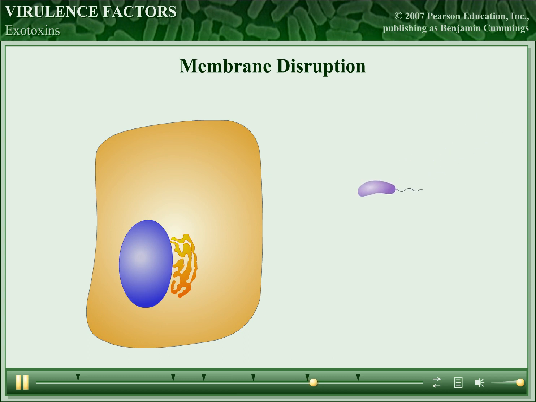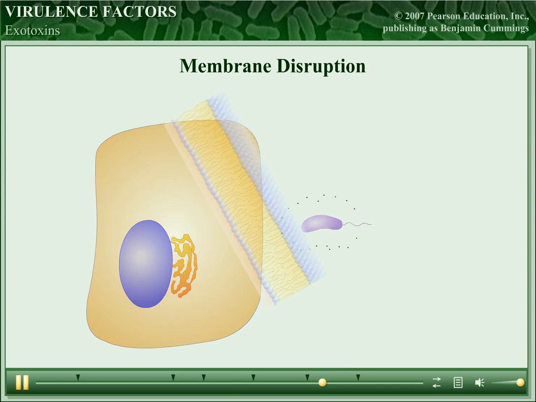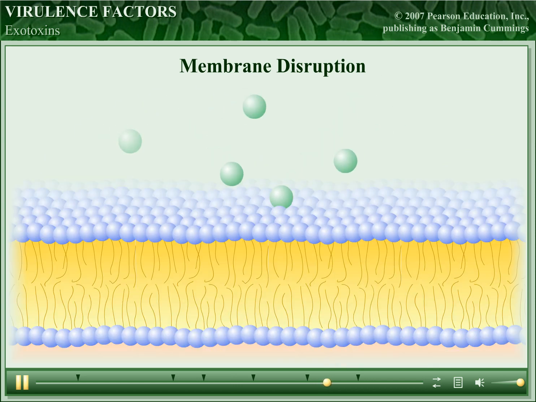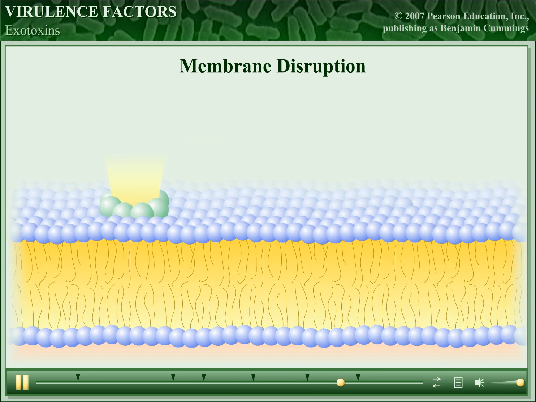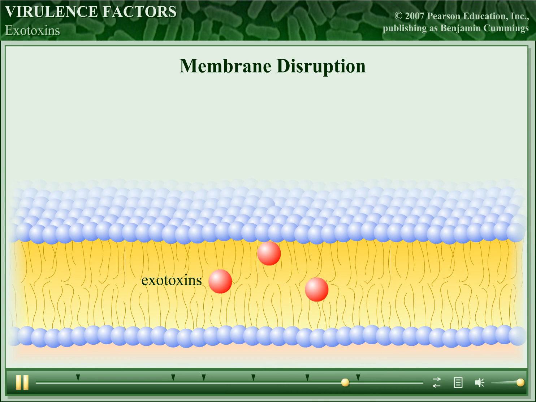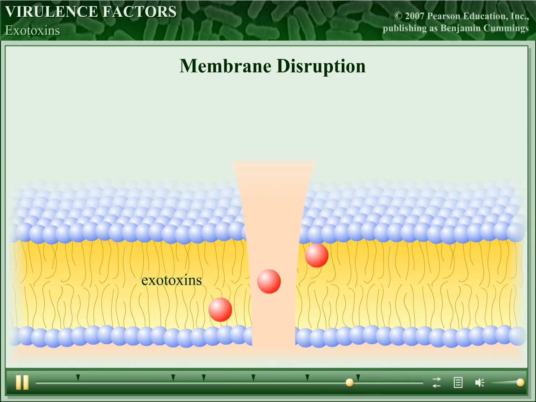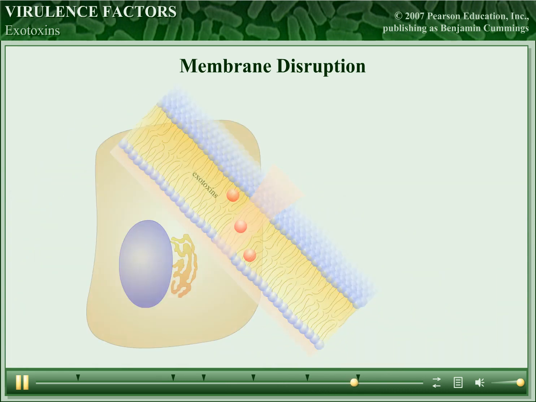Membrane-disrupting toxins exert their effect without entering the cytosol. They can form protein pores in the host plasma membrane, or they can disrupt the phospholipid portion of the membrane. In either case, the cell lyses.